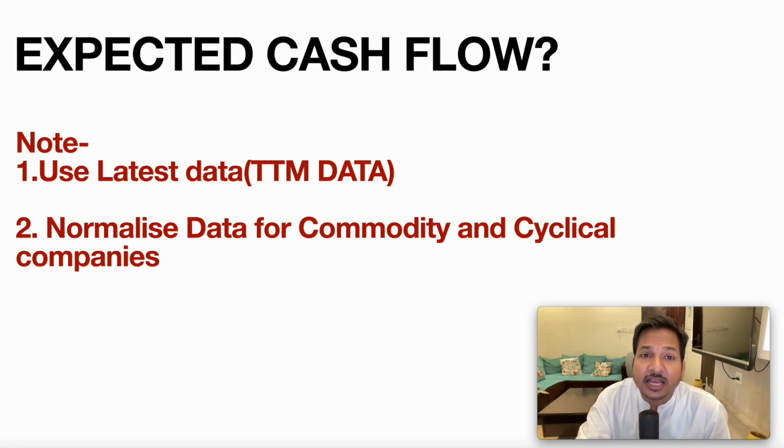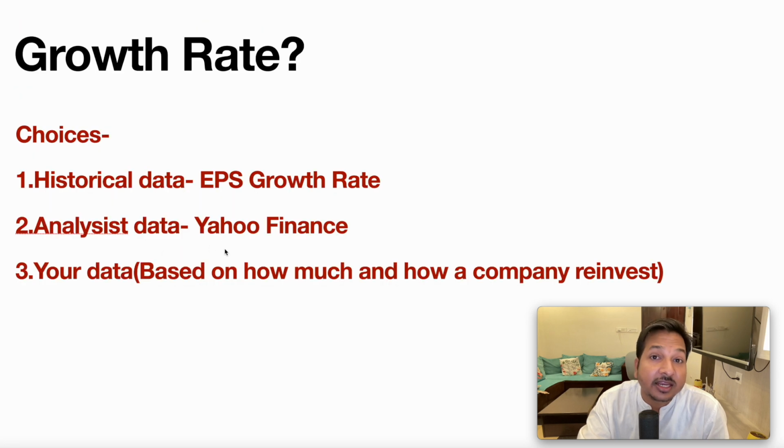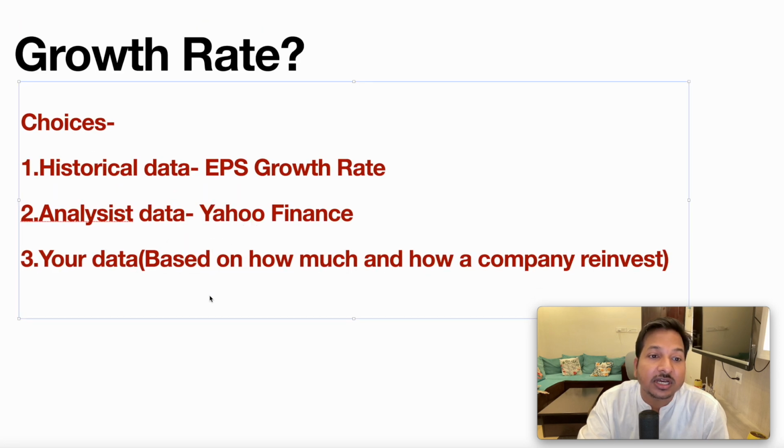Now we are done with expected cash flow. How to calculate the expected cash flow for this year, the first one. Now what about the next year? How to check what the growth rate should be for the next year? For that, there are three ways. First is to see the historical data, where you can see the EPS growth rate. The second method is based on analyst data, what they are predicting. For this you can refer to a website called Yahoo Finance. And third is your own data.